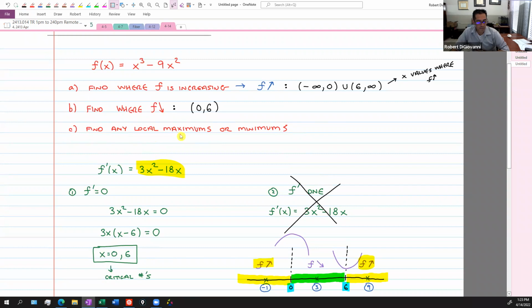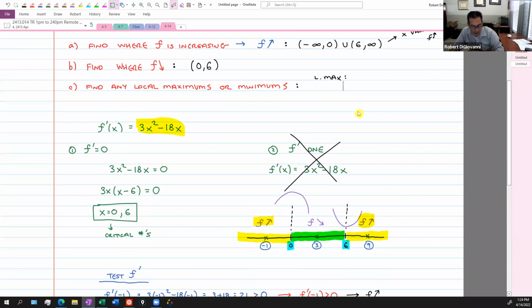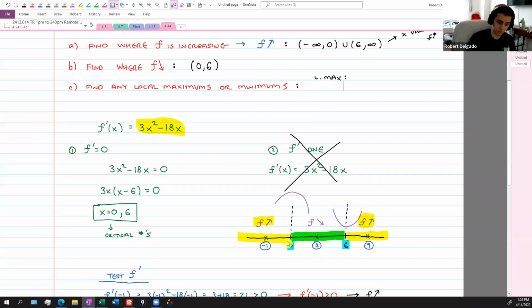And finally, find the local maxes and mins. All right, so let's talk about this. I have a local max. I'm going to put L max. Okay, my local max, where is it happening? At what x value do I have a maximum? At what x value? 0. 0, right? So the way to find the actual maximum value is to plug 0 into what?